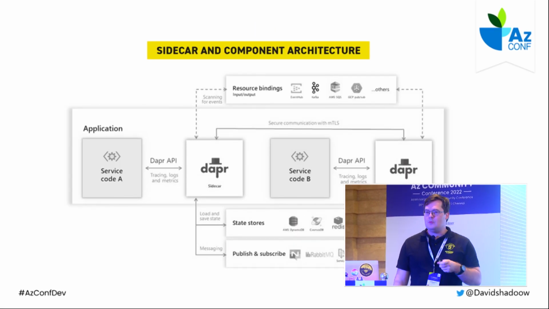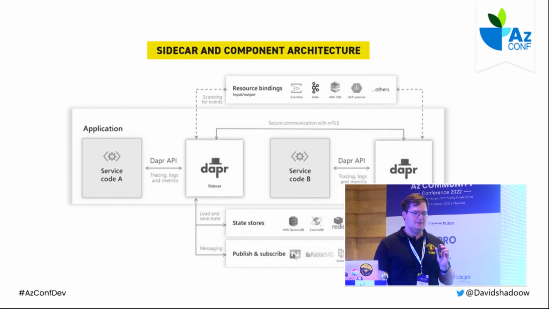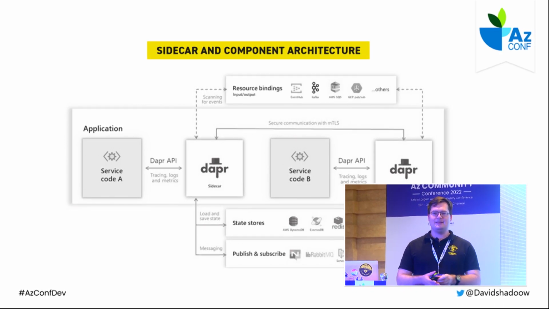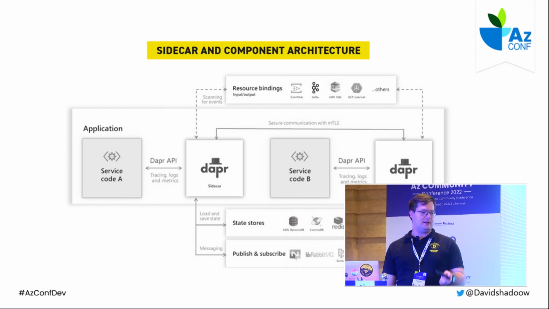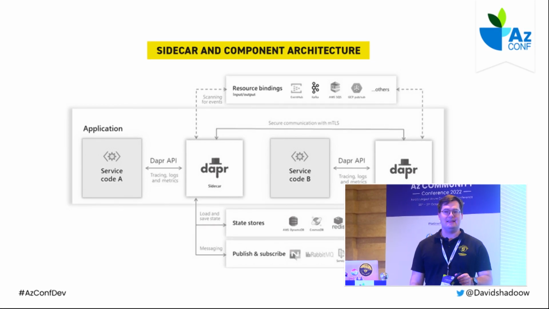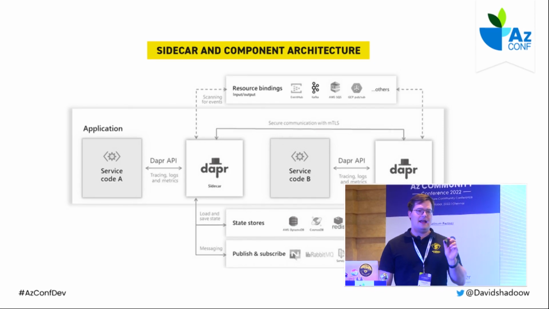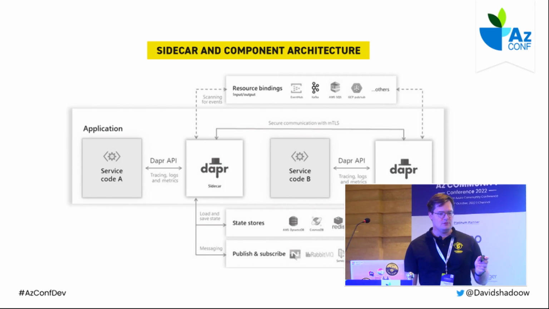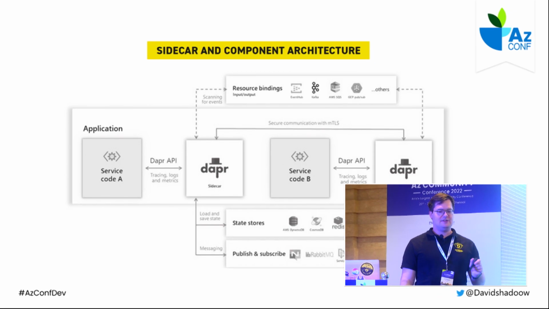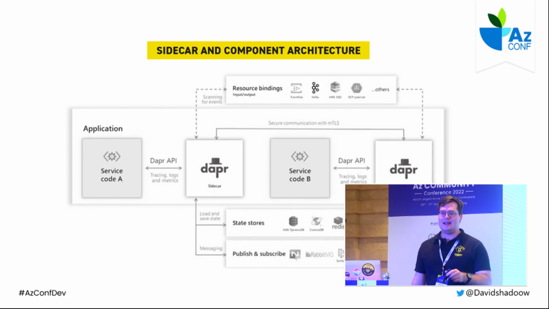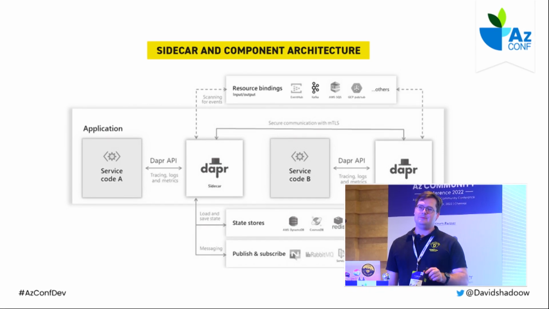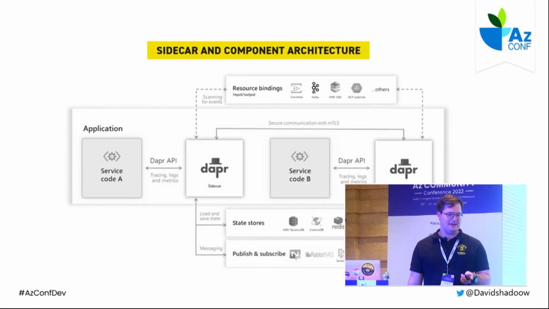So DAPR works with the sidecar architecture. This basically means that whenever you spin up a container in your application which requires a DAPR client, it will attach a DAPR sidecar, which is the actual runtime, and then the sidecar and your application container will communicate over MTLS, so TLS, mutual authentication. So even though the API is HTTP and goes over HTTP endpoints and not HTTPS, your traffic will be encrypted at both sides, so it's completely safe.